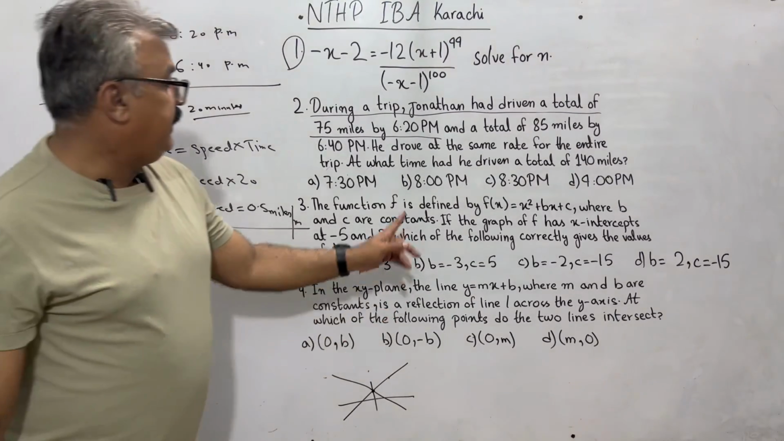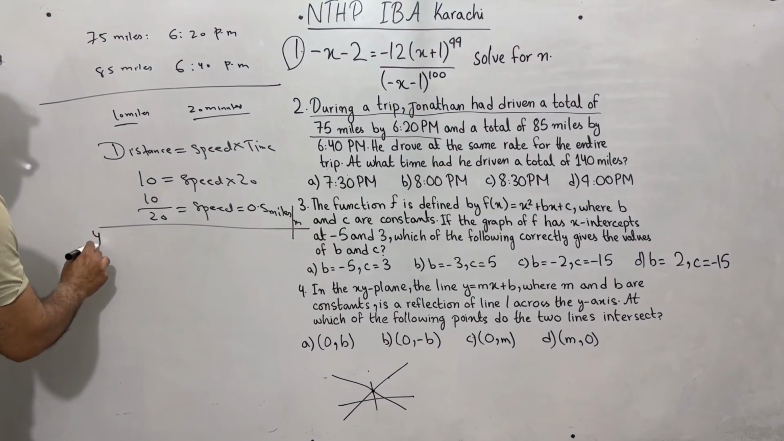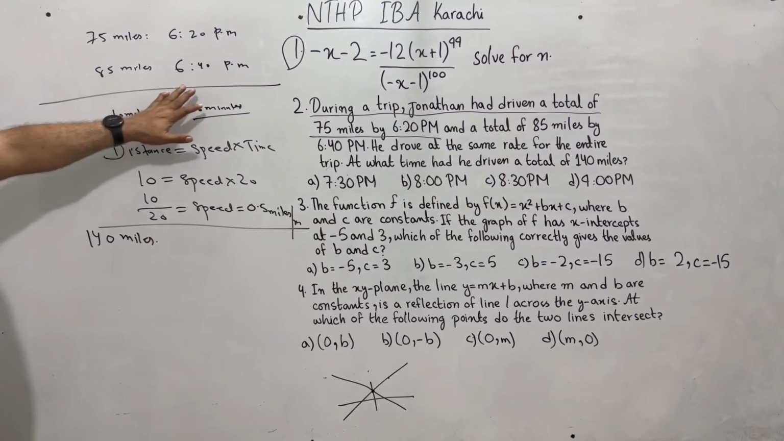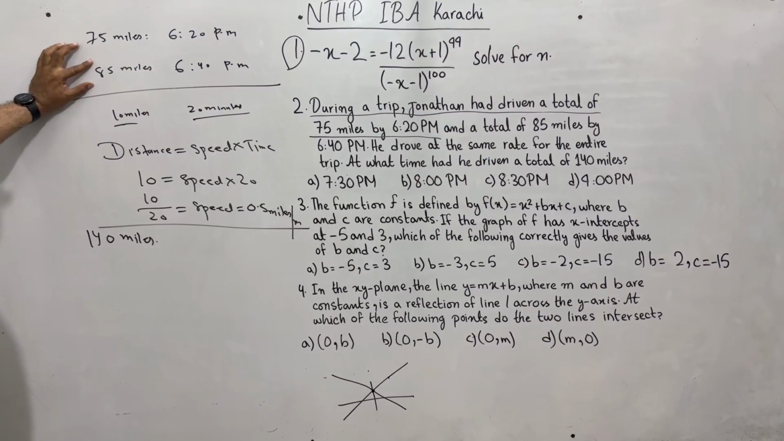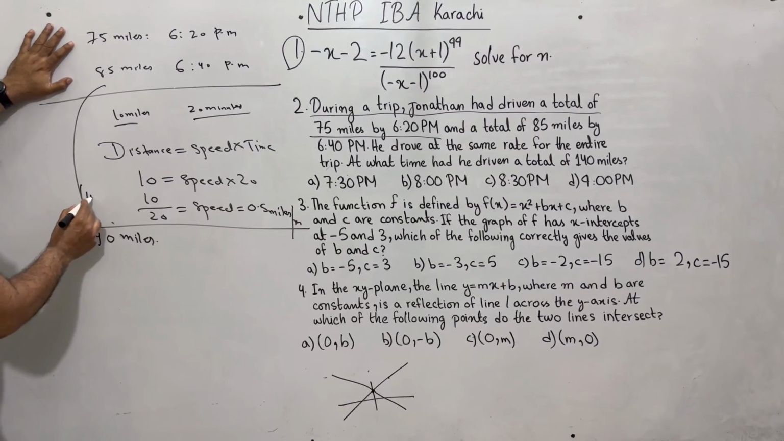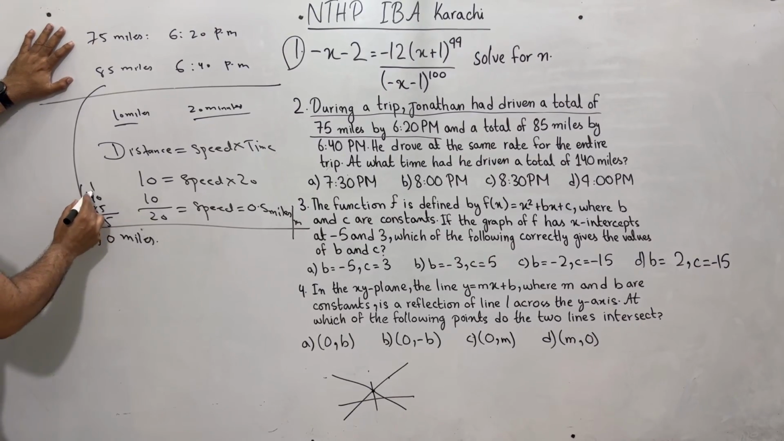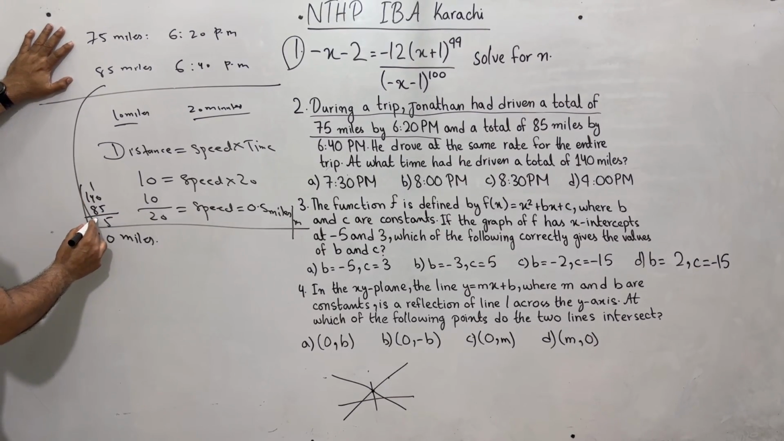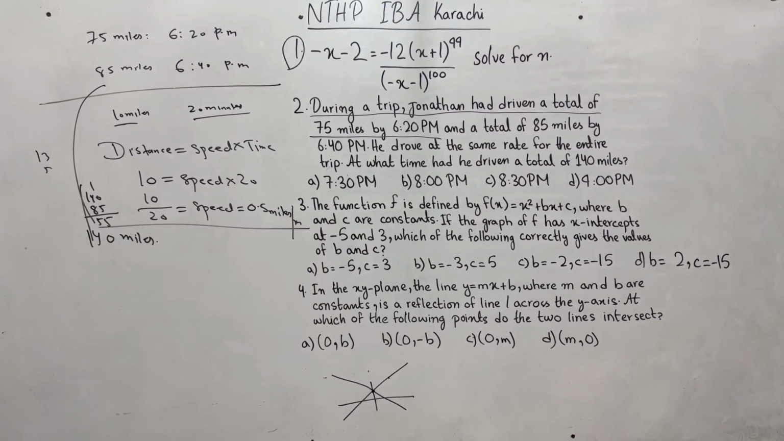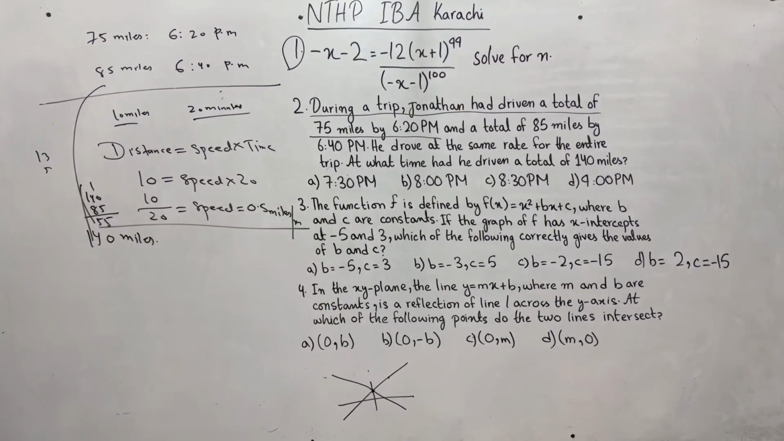At this rate, he had driven 140 miles. Now look, up till 40 past 6, he has traveled 85 miles. The rest is 140 minus 85. It will become 5; 13 minus 8, we are interested in 5. So 55 miles more he has to travel, in how many minutes?